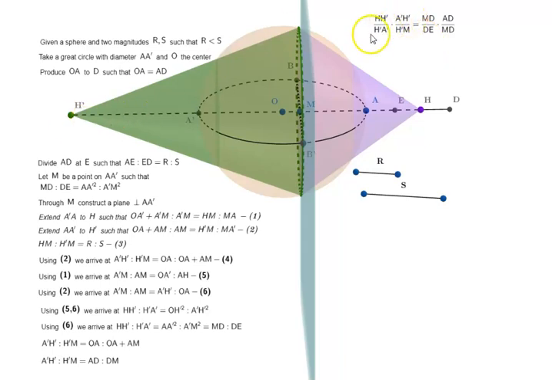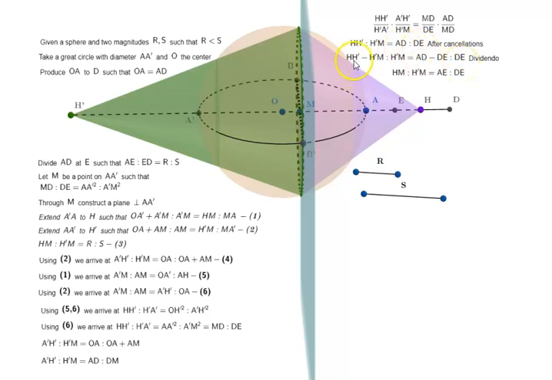A prime, H prime, A prime, H prime, they cancel out. MD and MD get cancelled out, so that we are left with H prime is to H prime M is equal to AD is to DE. We carry out dividend law: H prime minus H prime M is to H prime M is equal to AD minus DE is to DE.